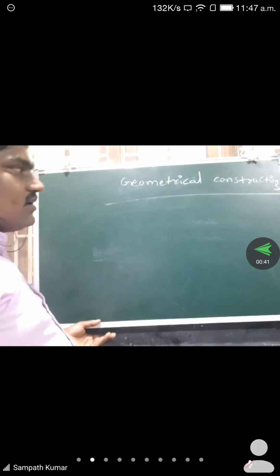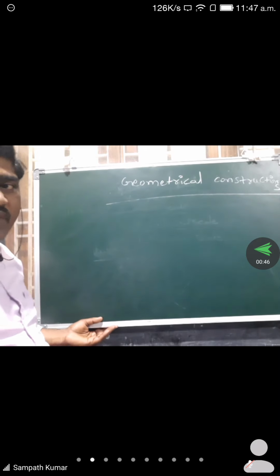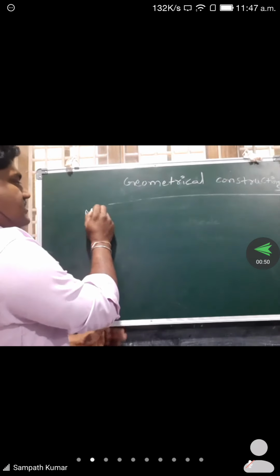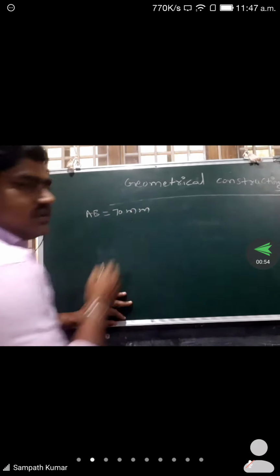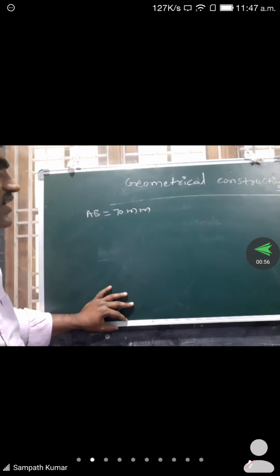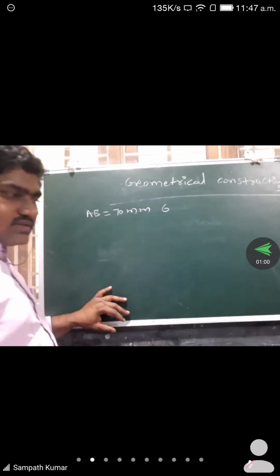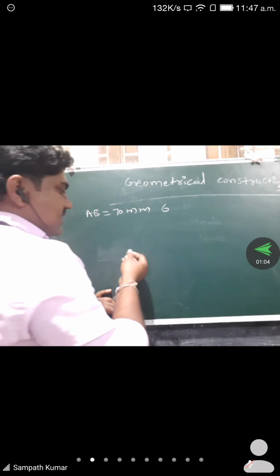First we have to go for, already we have discussed, the line divided into a number of equal parts. Yes or no? Suppose the line length AB is equal to 70 mm. AB is equal to 70 mm. Then this line will be divided into 6 equal parts.